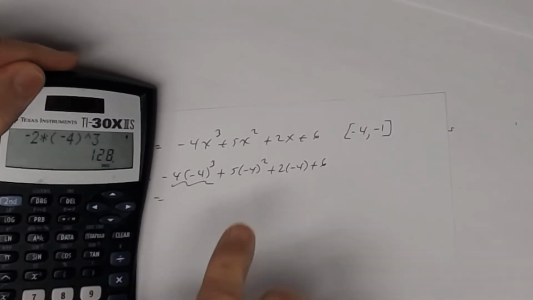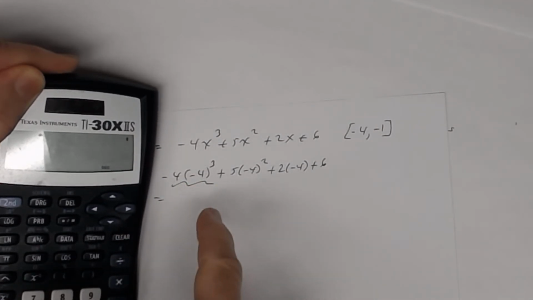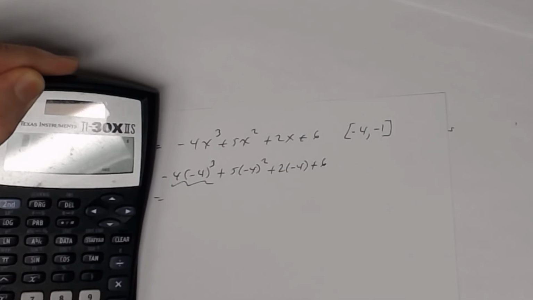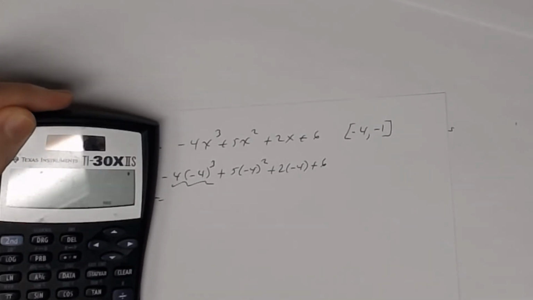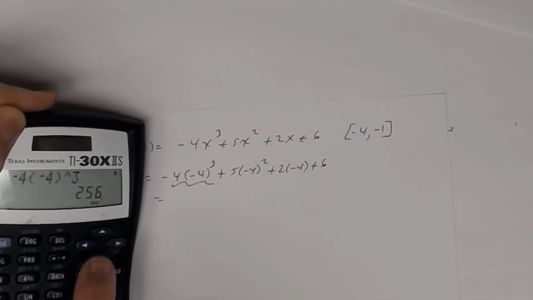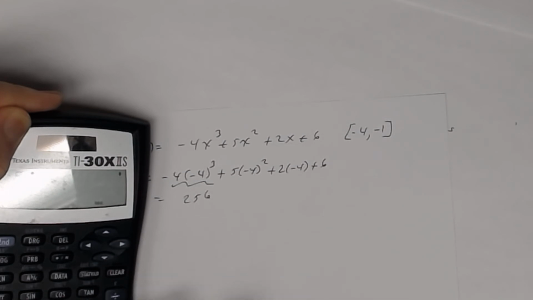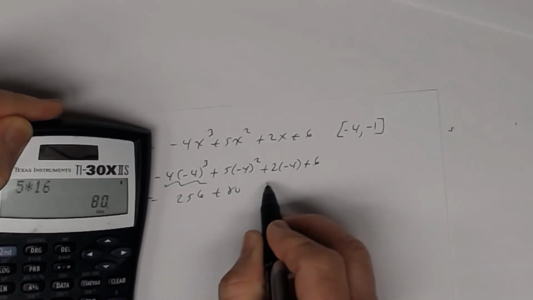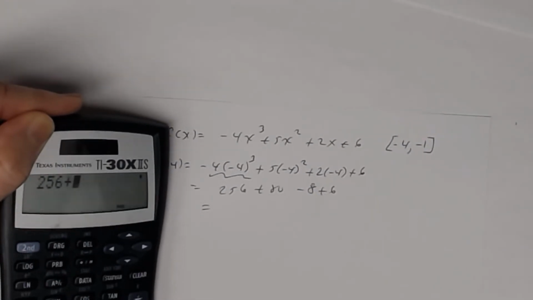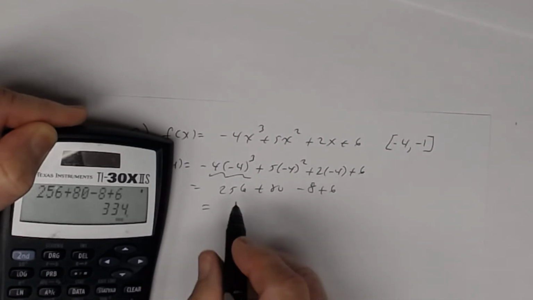So we have negative 4 times negative 4 cubed. Which, by the way, is negative 4 to the 4th power, right? Because both of those are the same number, negative 4. But I'm just going to write out what I see. So negative 4 times negative 4 parentheses cubed equals positive 256. A negative 4 squared is 16. 5 times 16 equals 80. And then minus 8, and then plus 6. So 256 plus 80 minus 8 plus 6 equals 334.